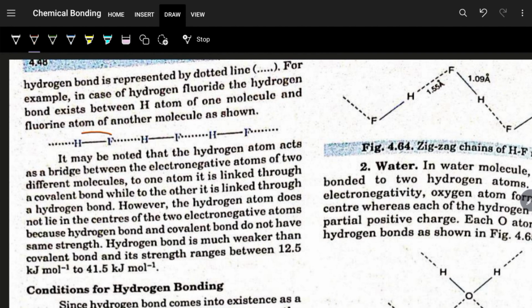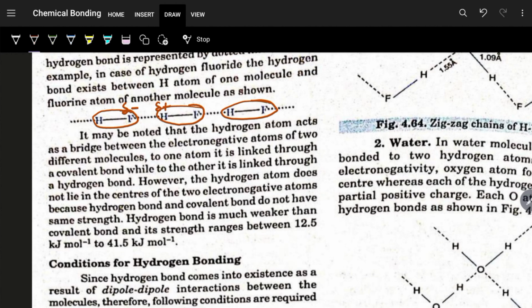HF, hydrogen fluoride, molecules are held together by intermolecular hydrogen bonding. Delta negative is the polarity developed over fluorine on account of its electronegativity, and delta positive is the polarity developed over hydrogen. The interaction that exists between the delta negative end of one HF entity and the delta positive end of another HF entity is known as intermolecular hydrogen bonding, and it is a very strong interaction amongst all other interactions.